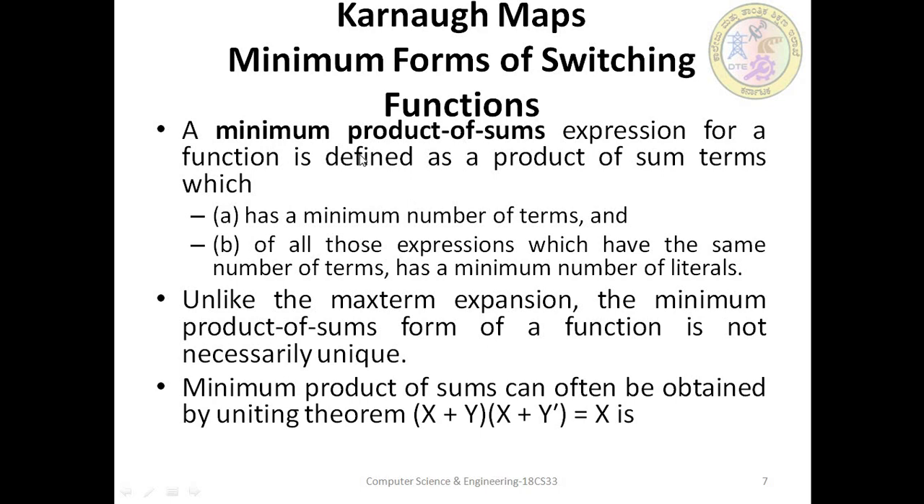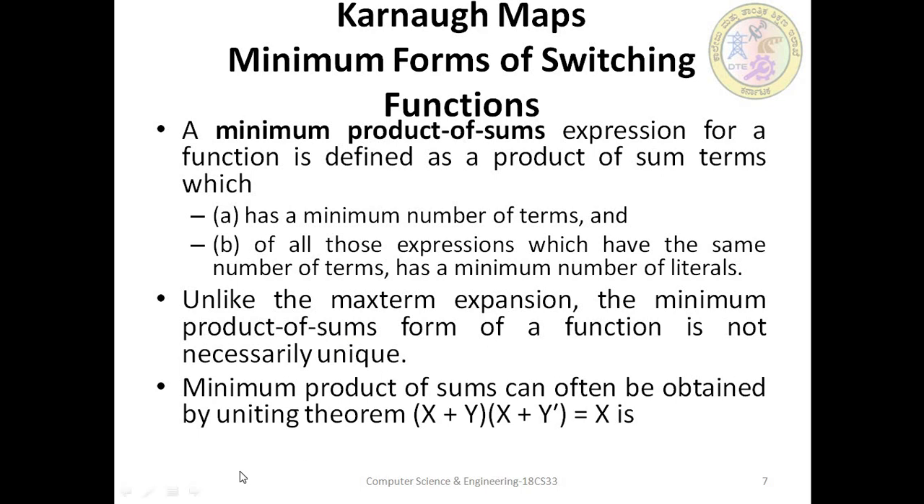That means we already know ABC, A bar BC. So in those terms we need to define it as a min term, which has a minimum number of terms, and all of those expressions which have the same number of terms have a minimum number of literals. Unlike the max term expansion, the minimum product of sums form of a function, the minimum sum of products form is not necessarily unique. That means whatever we get as the SOP will be unique in nature to some extent, but it is not necessarily the same in terms of SOP.